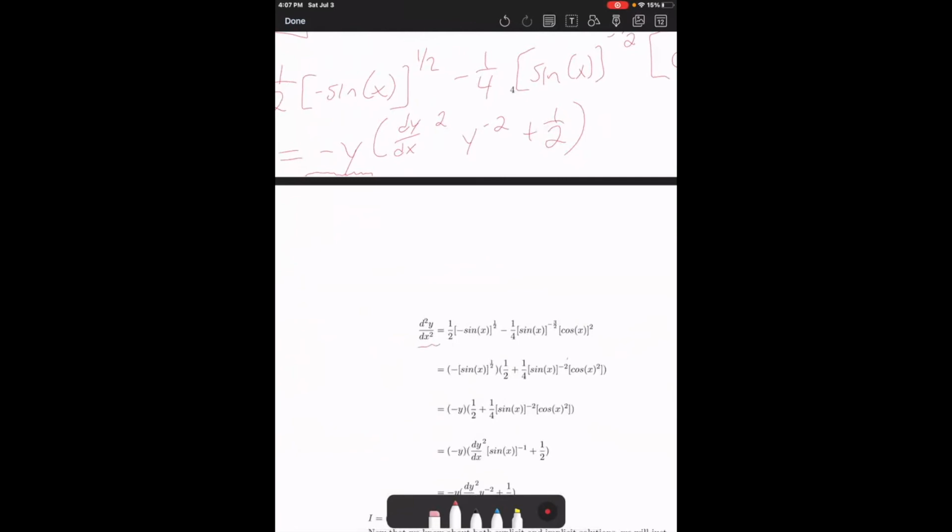So this is our representation, and I want to factor out this negative y. In order to do that, I have to take both of these terms and divide them by negative y, which is negative square root of sine x. So 1/2 negative sine x to the 1/2 divided by negative sine x to the 1/2 is just 1/2. So that's how we're just left with this 1/2 term.